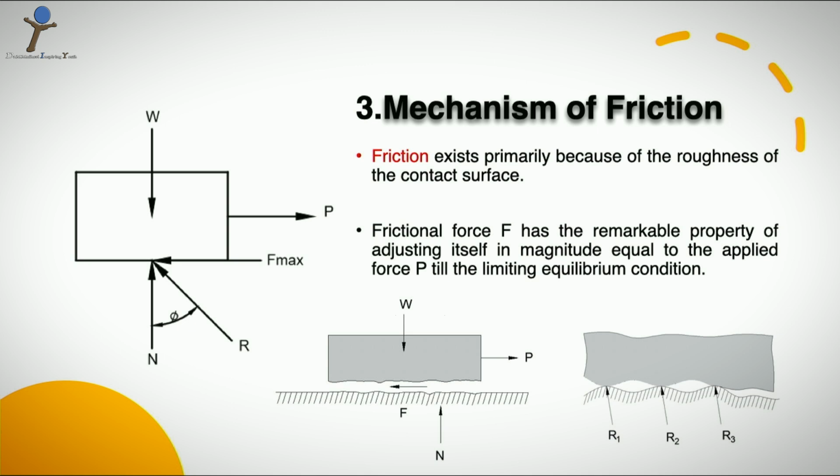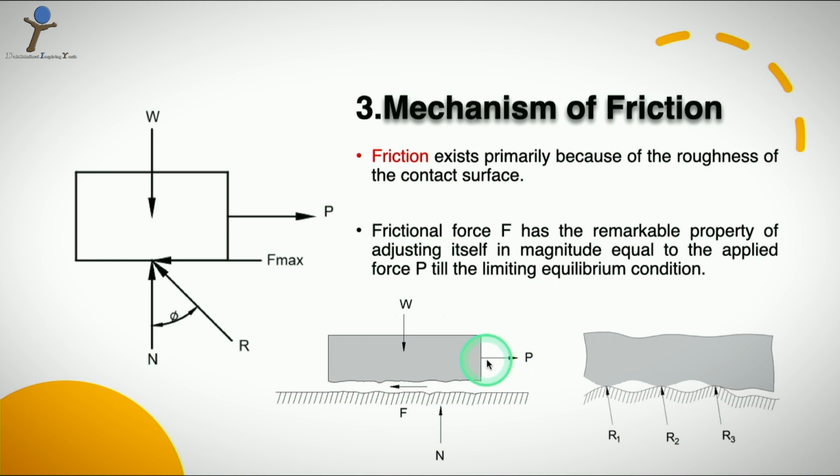Let's understand the mechanism of friction. Friction exists primarily because of the roughness of the contact surface. Let's look at the contact surface of the body and the ground. No body is perfectly smooth. We can notice the roughness underneath the body, which are closely seen as peaks and troughs. Similarly, there are certain peaks and troughs on the ground surface.